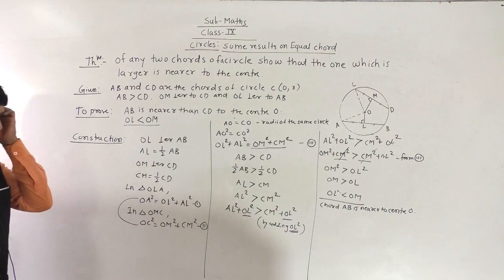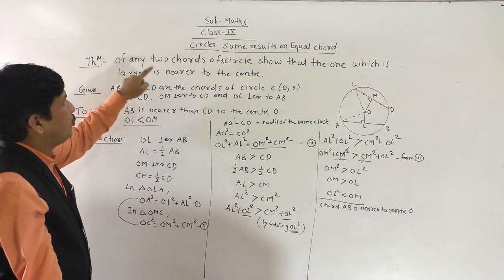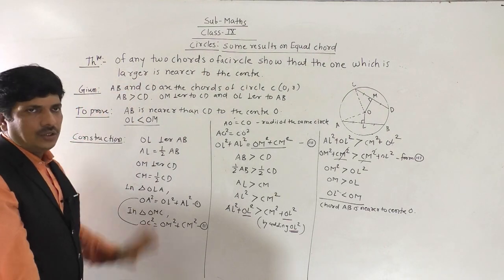Okay. Once again, see the theorem. The name of the theorem is: of any two chords of a circle, show that the one which is larger is nearer to the center.